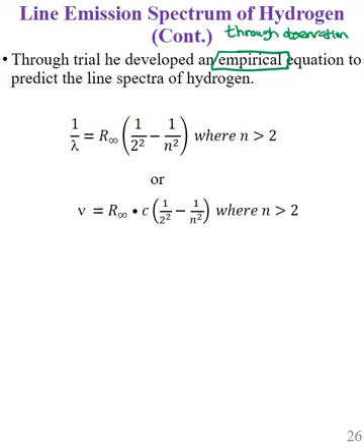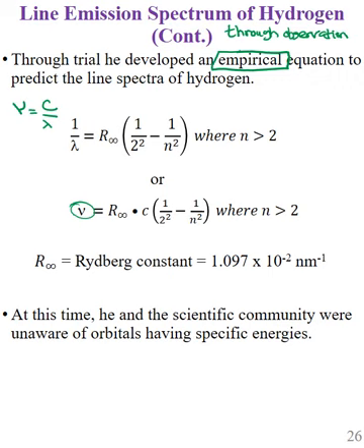The other way you could write it is you could find the frequency. Now remember, the frequency is related to c over the wavelength. So what he did was, instead of having the wavelength in there, he just put frequency and accounted for this by multiplying it by the speed of light, c. And then they were also given the Rydberg's constant, which is 1.097 times 10 to the negative 2 inverse nanometers.